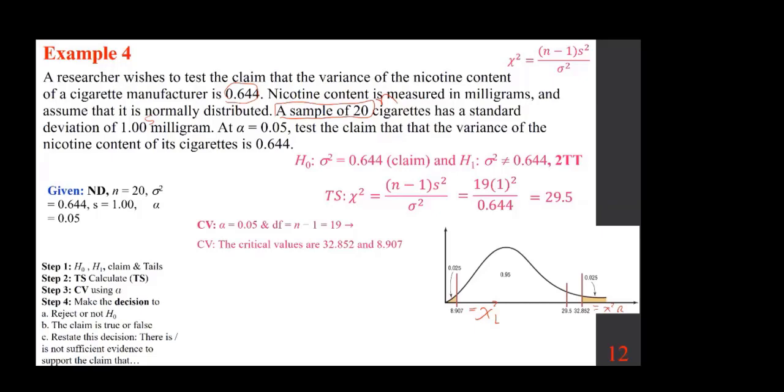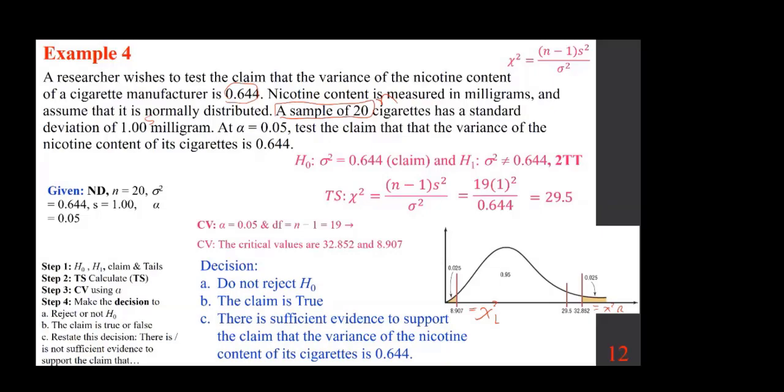Now you go back to step 1 and look at the location of the claim. The claim is sitting in H0. If you're not rejecting H0, you're not rejecting the claim. The claim is therefore true, so there is sufficient evidence to support the claim. And you do the writing. There is sufficient evidence to support the claim that the variance of the nicotine content of its cigarettes is 0.644.